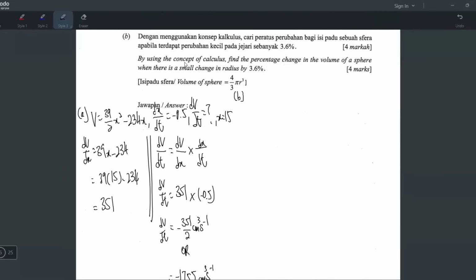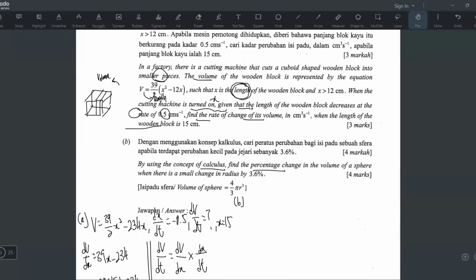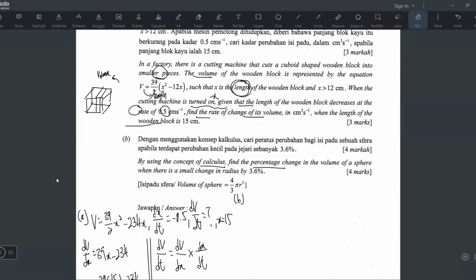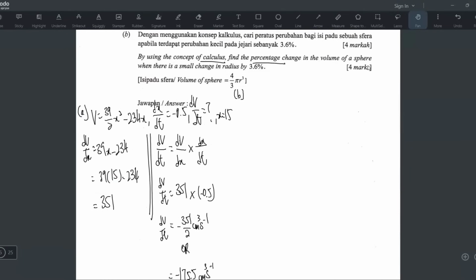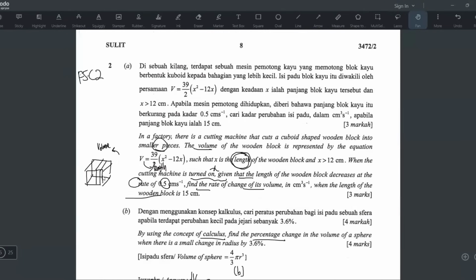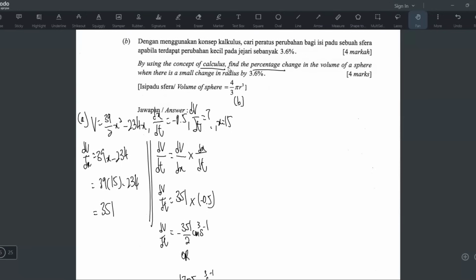Let's read. By using the concept of calculus, calculus means use the differentiation, find the percentage change in the volume of sphere when there is a small change in radius by 3.6%. And then they give you the volume of sphere formula. Obviously the B is not related to A, because A is talking about cuboid and then molten block, cutting machine, but now B suddenly talks about sphere. So this B and A has no connection whatsoever. It's like a new question.